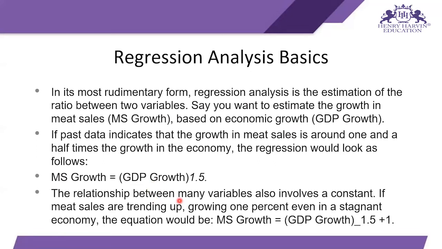The relationship between variables also often involves a constant. If meat sales are trending up 1% even in a stagnant economy, the equation would be MS growth equals GDP growth times 1.5 plus 1. So this simply tells us that meat sales grow at 1.5 times the rate of GDP growth, and we also have a base value of 1 which is added to it.